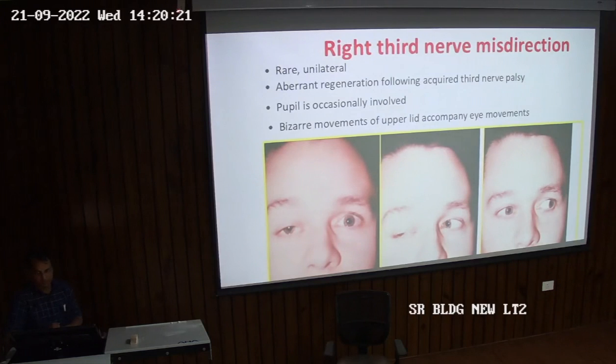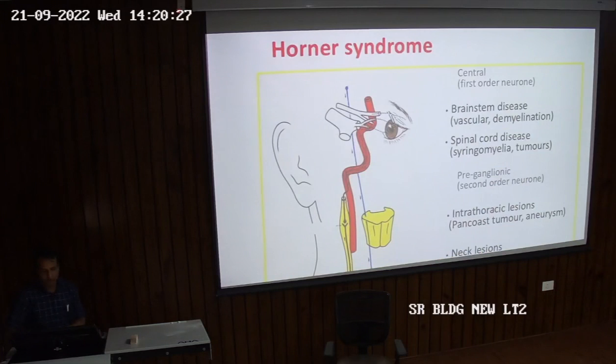The pupil is occasionally involved, with bizarre movement of the upper lid accompanied by eye movement. Horner syndrome has different etiologies. In the brainstem, the central etiology is brainstem disease like vascular disease or demyelination. Spinal cord disease like syringomyelia or tumors. In preganglionic or second order neuron, there may be intrathoracic lesions, Pancoast tumor or aneurysm, and neck lesions.